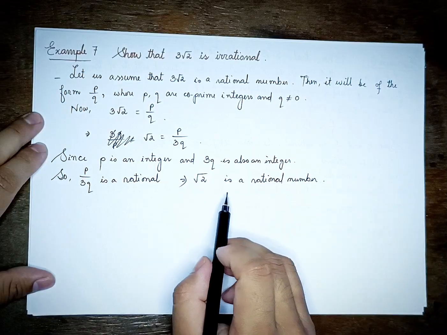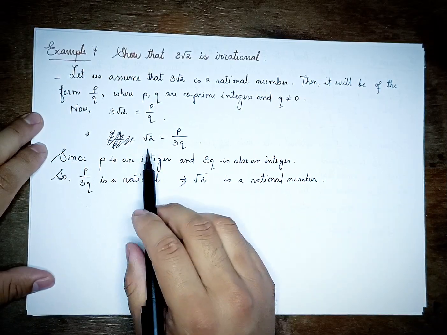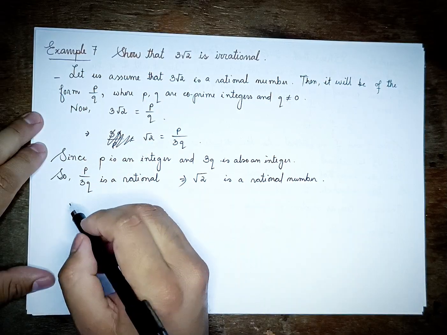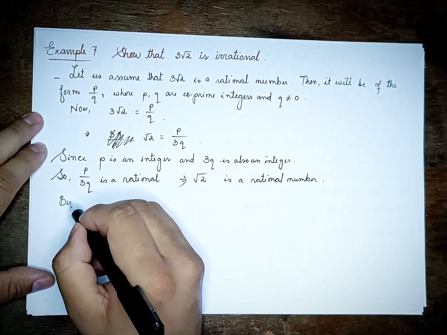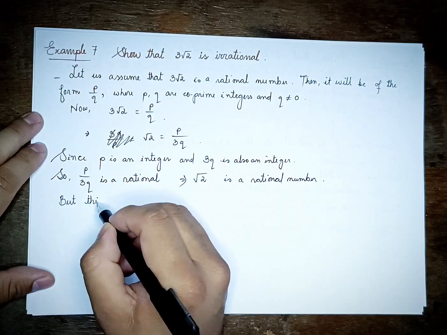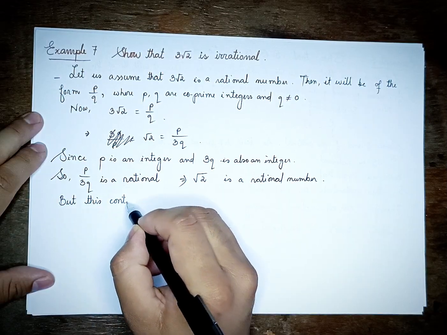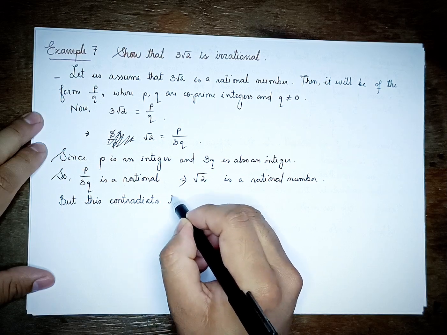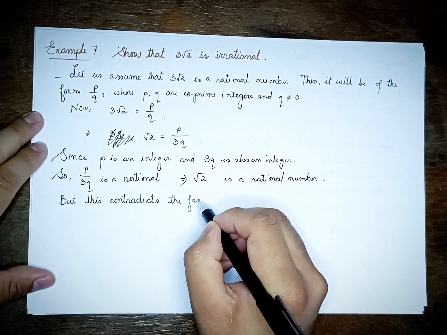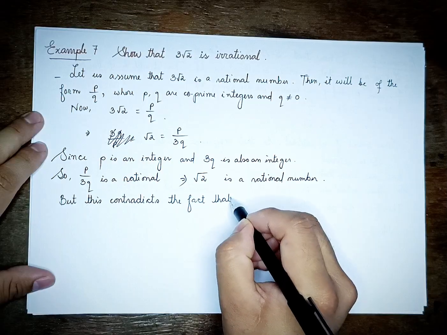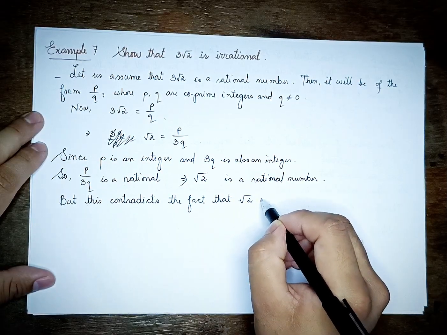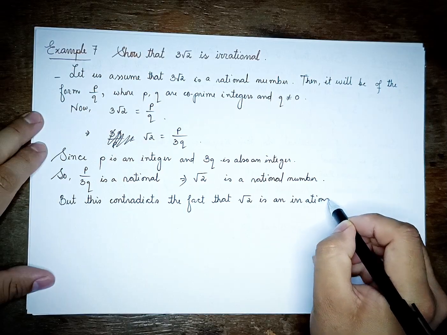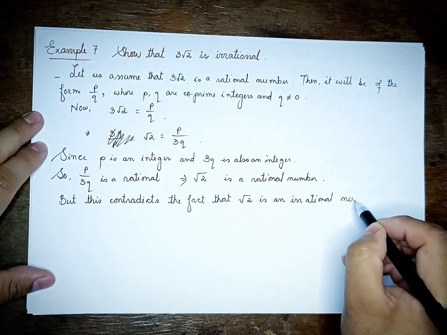But we already know that root over 2 is an irrational number, so it contradicts the fact that root over 2 is an irrational number.